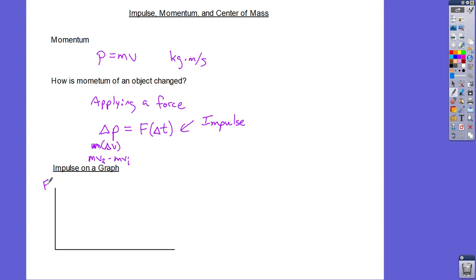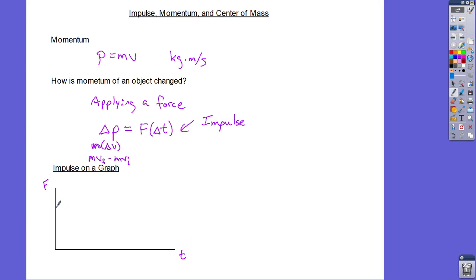Another thing is impulse on a graph. Graphs tend to be pretty important. So we have force versus time. You have to be really careful, because in the last video we talked about work, and work being on a force versus position graph. This is a force versus time graph, so you have to be very careful if you see one of these graphs, what is on the x-axis.